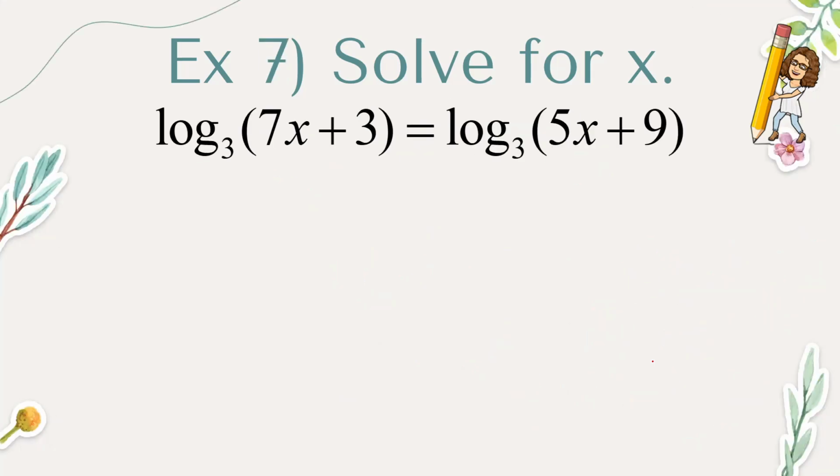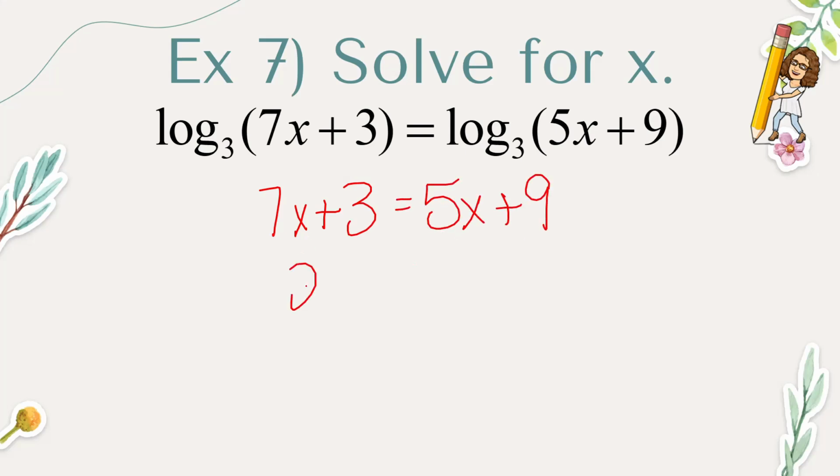Ooh, another log on both sides. Well, that's good, right? Easy problem. Log on both sides, both the same base. So then I just get to drop the logs and get some answers going, right? So I got 2x equals -6. So x equals -3.